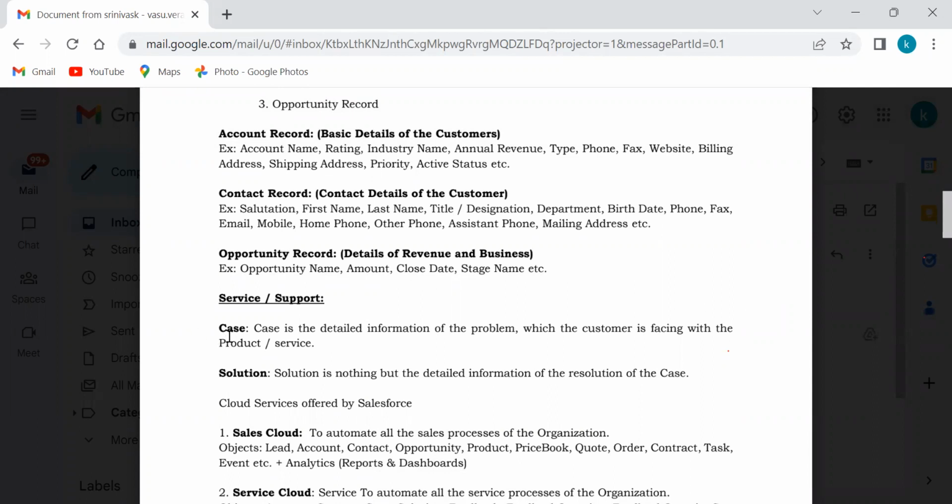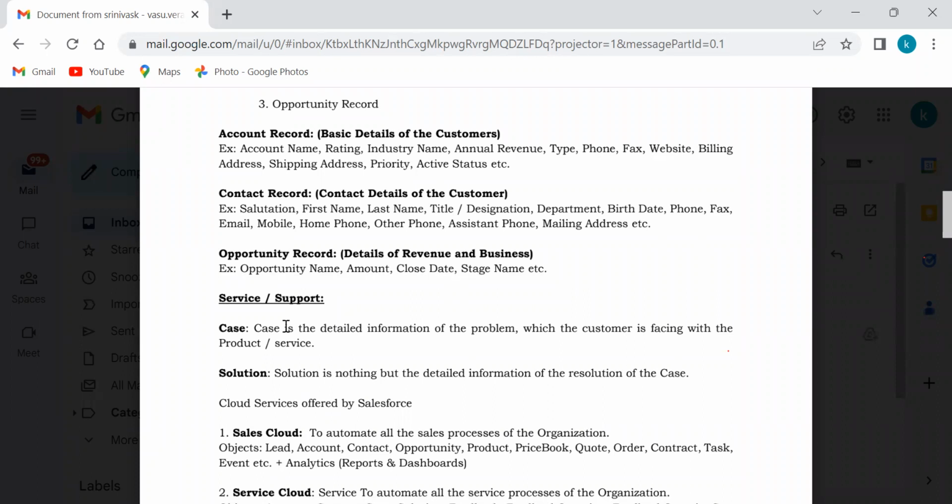The detailed information of the problem which the customer is facing with the product is called a case. So not only marketing and sales, providing service is also important for any organization. Providing service or support is also very, very important for any organization in the long run. Therefore, these are the three phases in any CRM lifecycle: marketing, sales, and service or support.